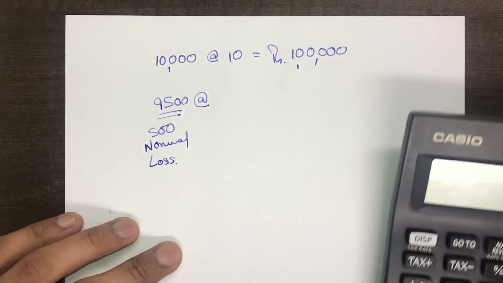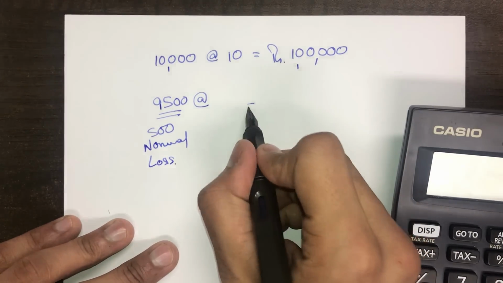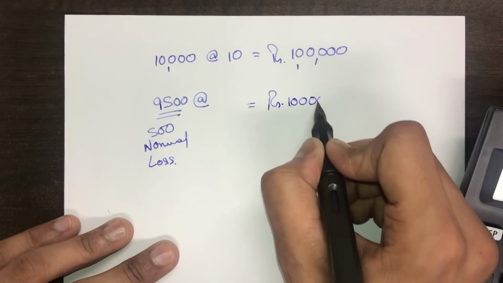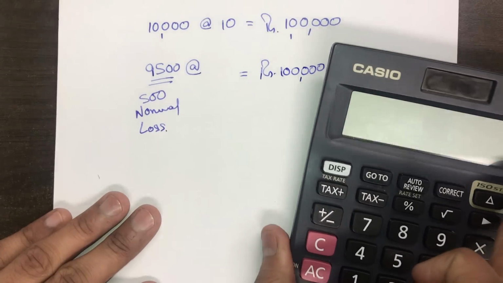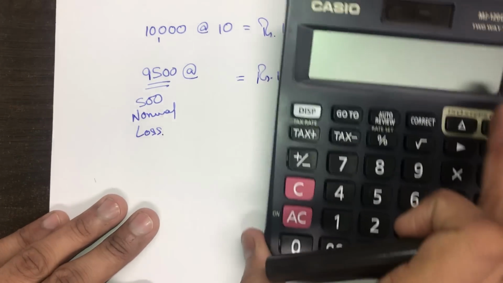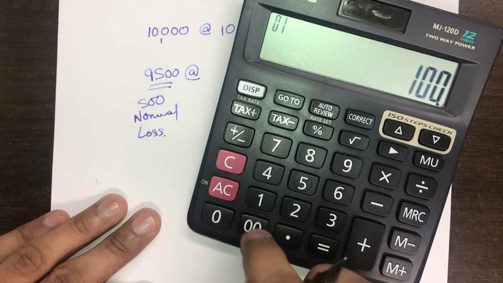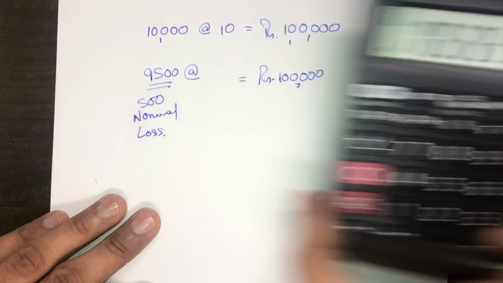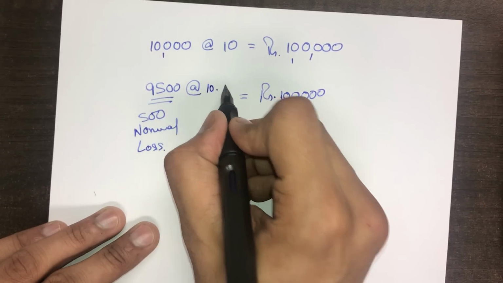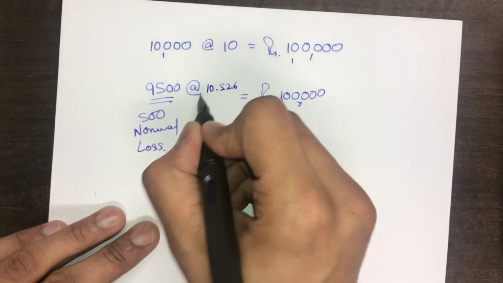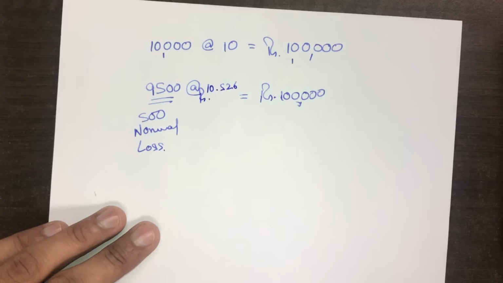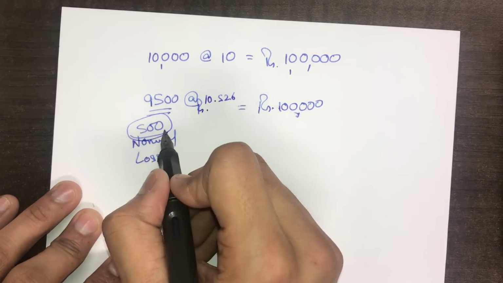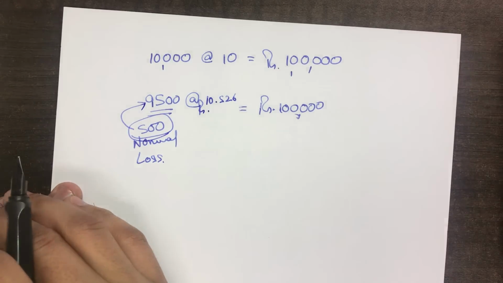Now the question arises, sir, at what rate should we recognize these 9,500 in our cost books? Please note that the ultimate answer should be the same. So 1 lakh remains 1 lakh. So 1 lakh divided by 9,500 is 10.526. So your per unit cost rises to 10.526. This means that you have absorbed the normal loss into the balance units.